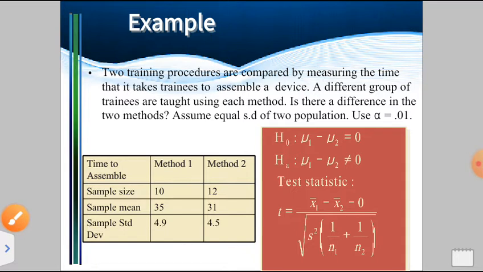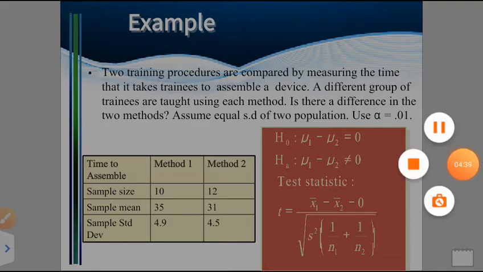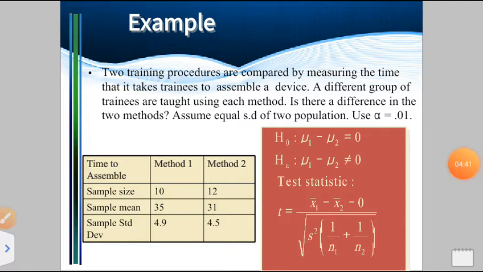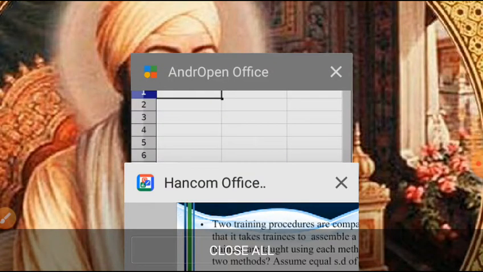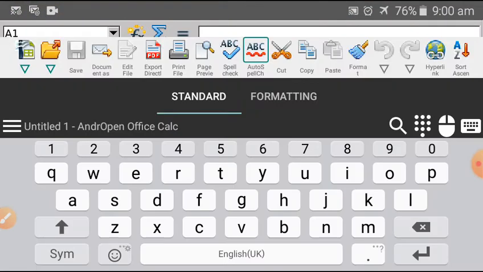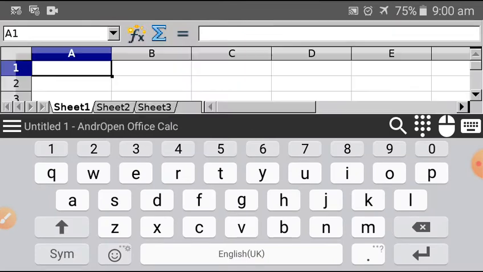Here in an example we have the values given to us: sample sizes 10 and 12, sample means 35 and 31, and the standard deviations. So these are the values given to us of the sample size, mean and the standard deviation, and here I have shown you the test statistic. If you have to calculate it in Excel, what are the requirements? Let us write down. I have opened OpenOffice, in which we have opened the spreadsheet, and I am going to write down here.